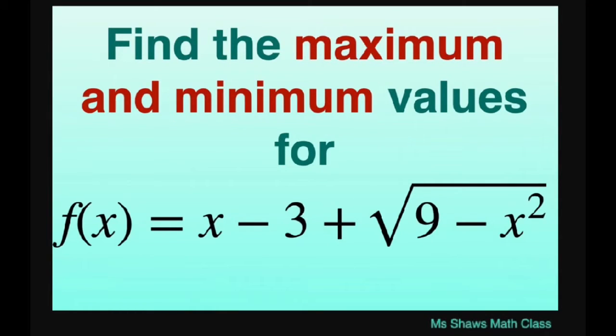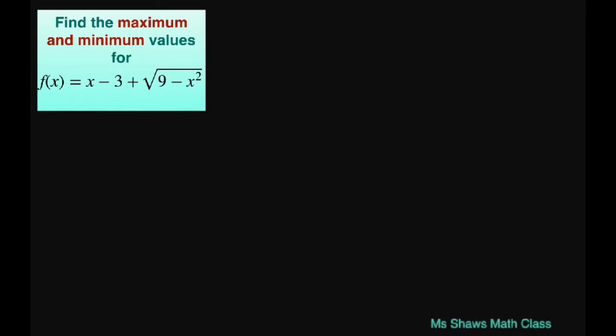Everyone, we're going to find the maximum and minimum values for f of x equals x minus 3 plus the square root of 9 minus x squared. Now looking at this, we're going to have to find the maximum and minimum values. We have an issue with this square root function.